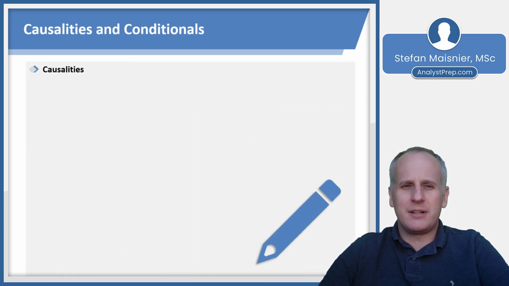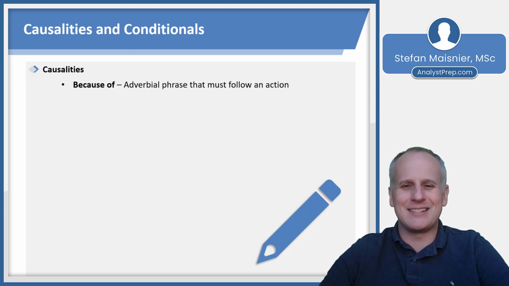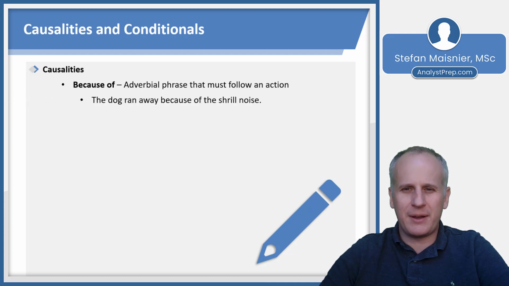So then let's take a look at a couple more types of idiom that you might encounter on the GMAT, starting with causalities. So we'll start with because of. Because of technically is what is known as an adverbial phrase, and it must follow an action. So that would be something such as, the dog ran away because of the shrill noise. The action, the dog ran away, leads directly into because of, and because of must follow that action.